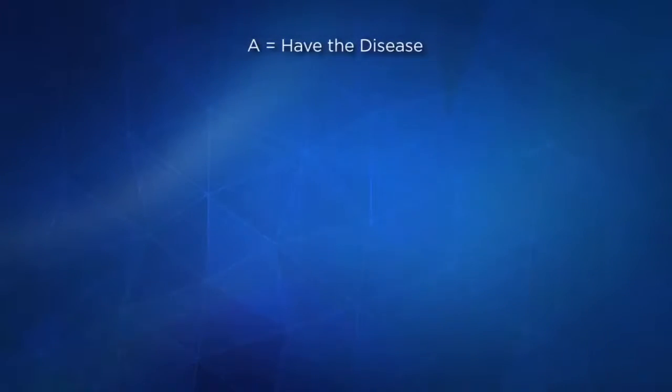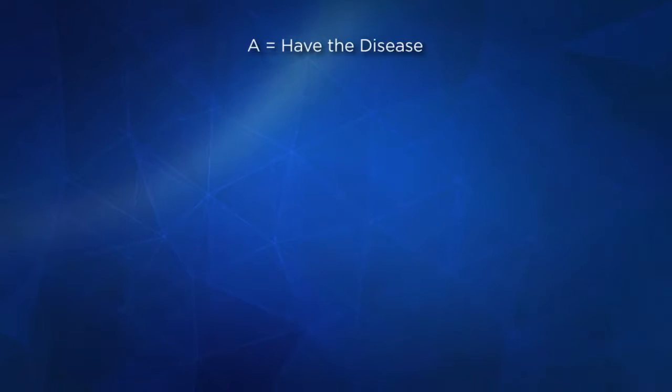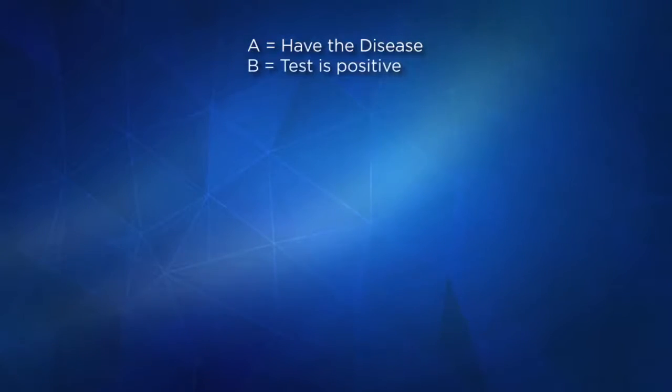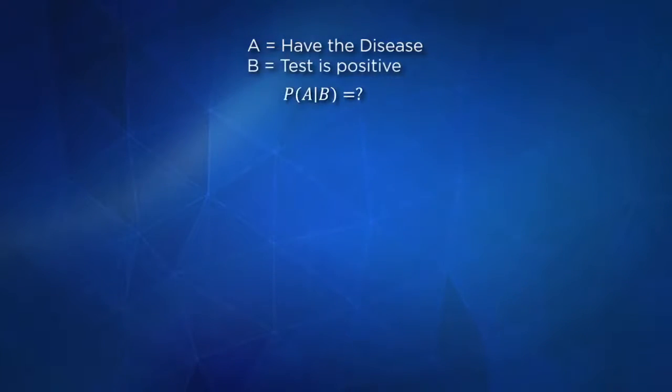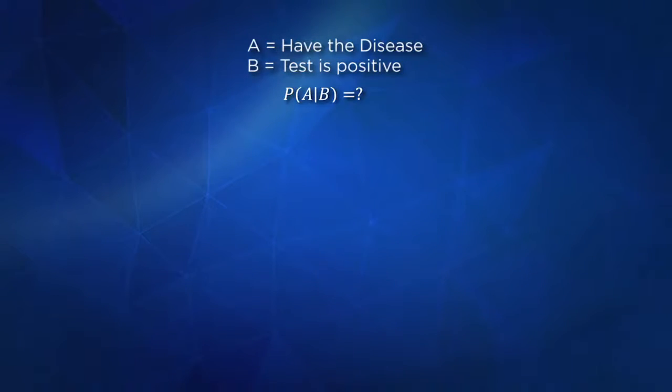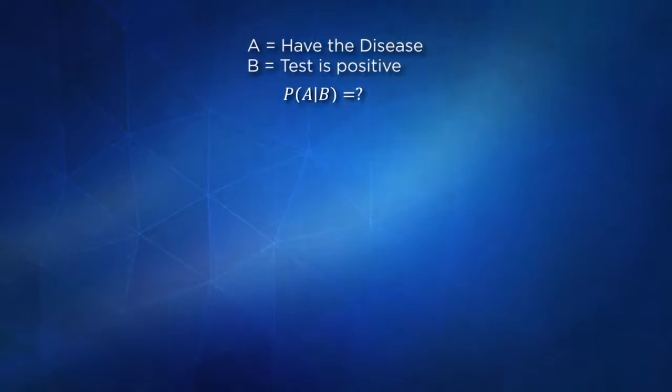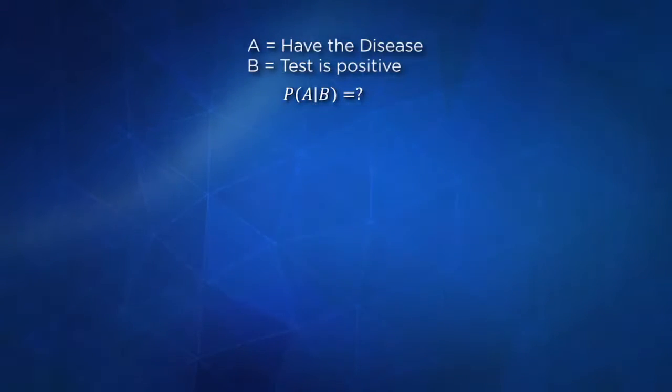Unfortunately, your test result is positive. Well, what's the chance that you actually have the disease? Some people guess this probability is around 98%. But Bayes' theorem is going to help us answer this question. Let's define an event A, where we have the disease, and the event B that the test is positive. We want to know, what's the probability of A given B? What's the probability that I have the disease given that my test is positive? Well, I don't know that, but I can use Bayes' rule to solve for it.